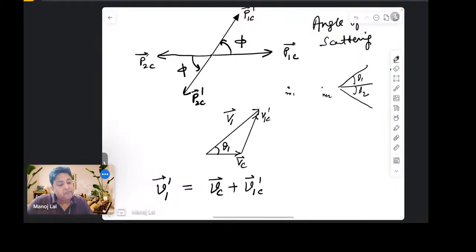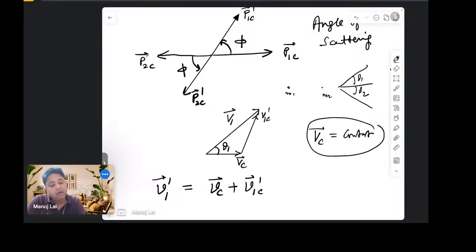So this is theta 1, but the VC, what angle will it turn? The VC is in the direction of P1C, right? So VC will not change, because in the collision the VC vector will be constant. Yes or no? There is no external force acting on it. So before collision VC was like this, after collision also it will be like this. VC plus V1 dash C will be V1. And VC is this, and V1 dash C is this. This angle is phi.